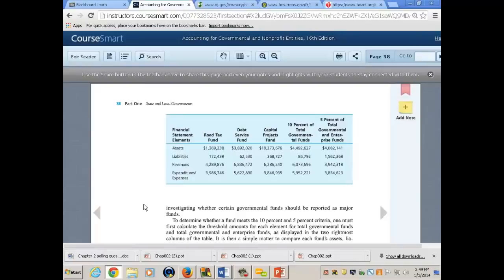Now what I want you to do is just take a moment and take a look at the debt service fund and tell me what you think. Should it be reported? Does it meet any criteria?